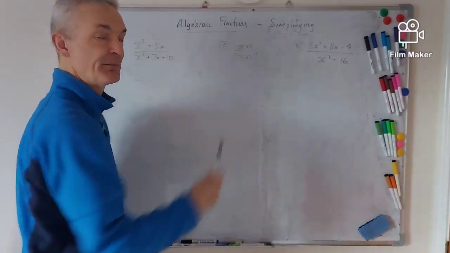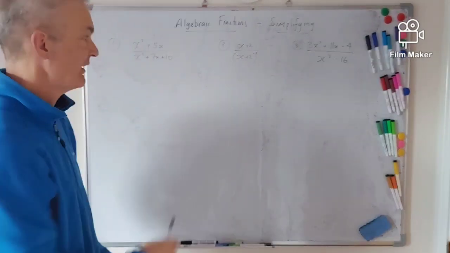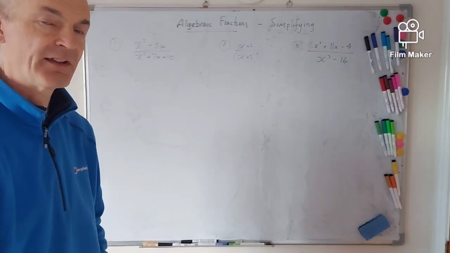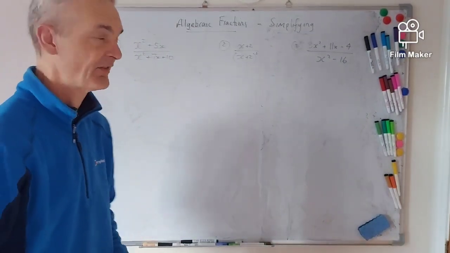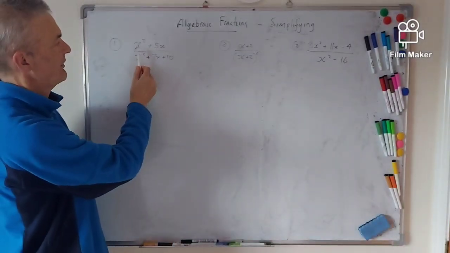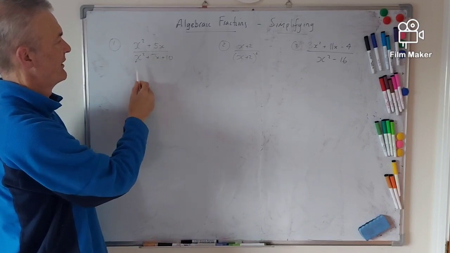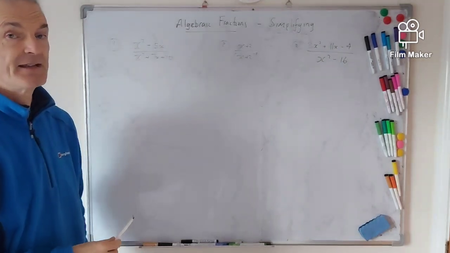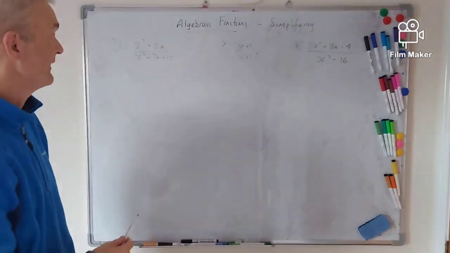We're going to look at simplifying some of these fractions, and I've got three questions up here which have all got three slightly different things going on in there. But let's have a look at the first one. We've got x squared plus 5x over x squared plus 7x plus 10. So we're going to try and simplify this.